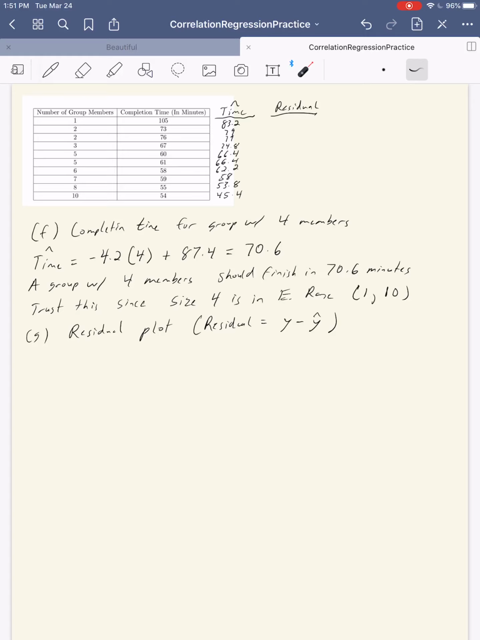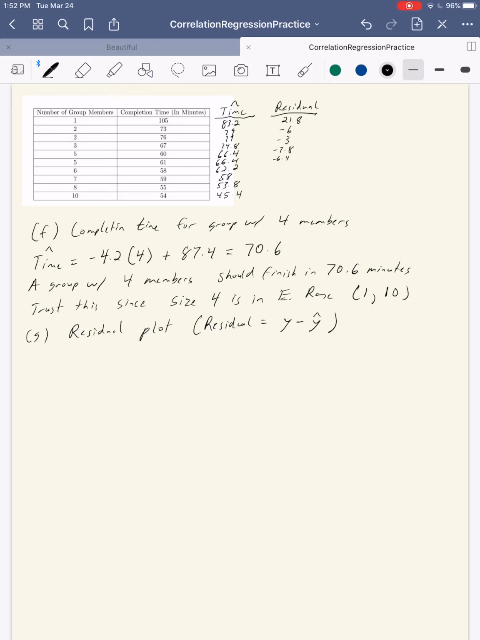Now we will go ahead and calculate the residuals by just taking the actual completion times minus those predicted ones. So 105 minus 83.2, first residual we get is 21.8. Then 73 minus 79, we should get negative 6. Then 76 minus 79, we should get negative 3. Then 67 minus 74.8, we should get negative 7.8. Then 60 minus 66.4, we should get negative 6.4.